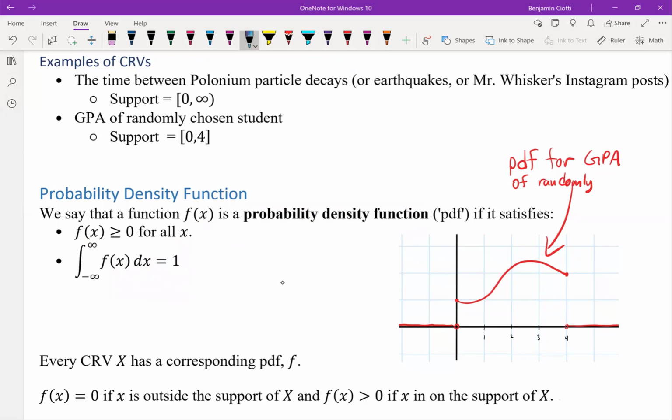And the second defining property of a density function states that if I found all the area that lies underneath the curve, it would add up to 1. You can also see that the function is non-negative everywhere.